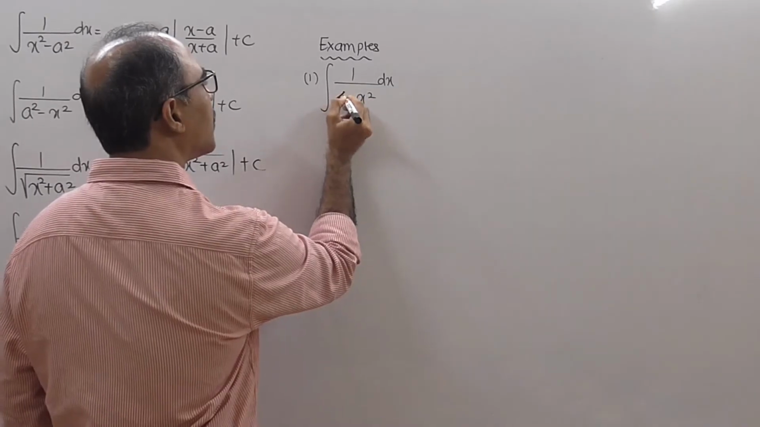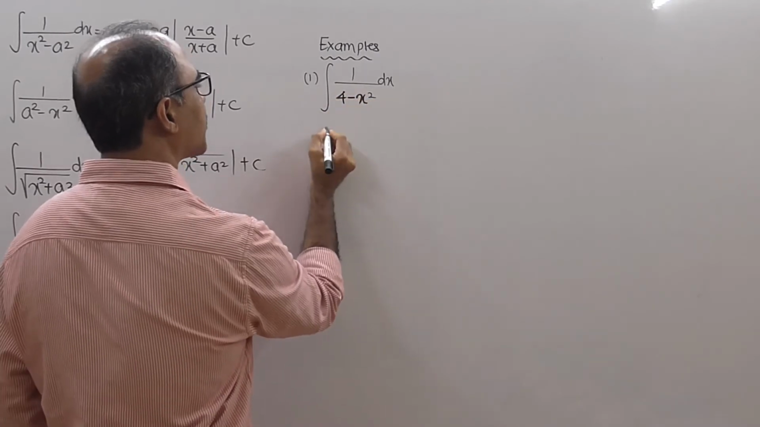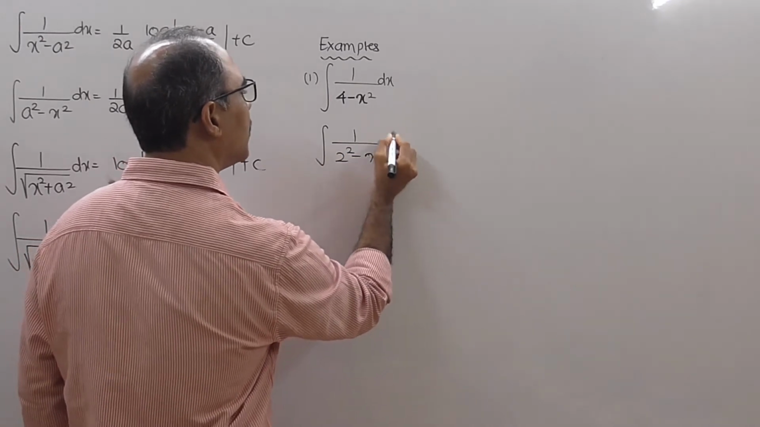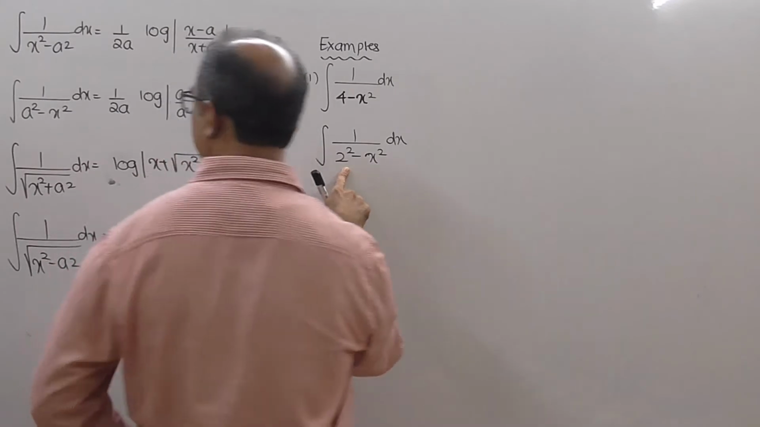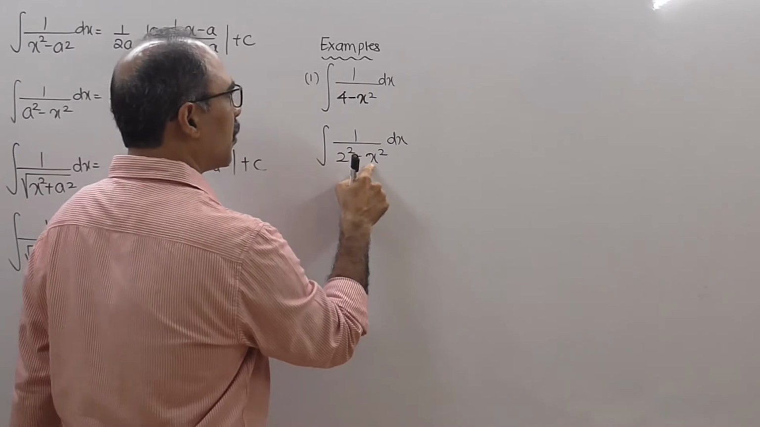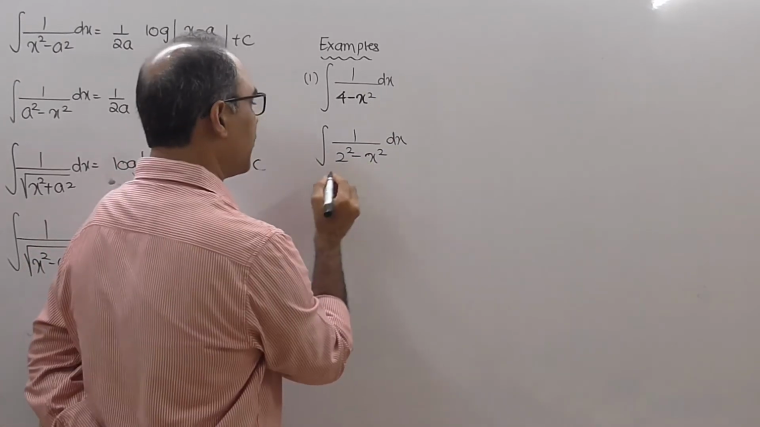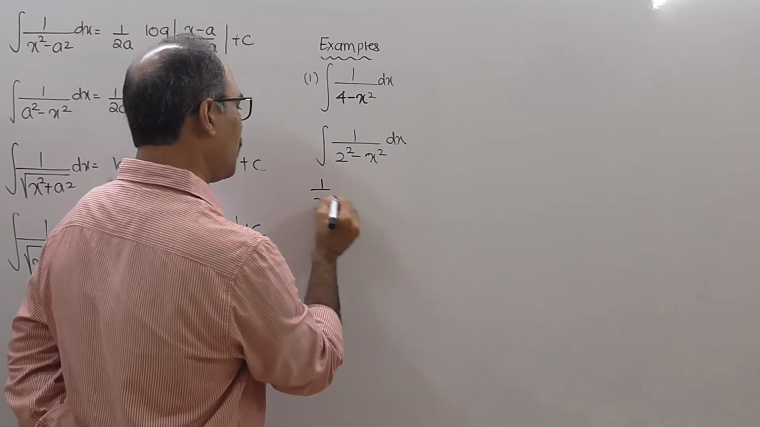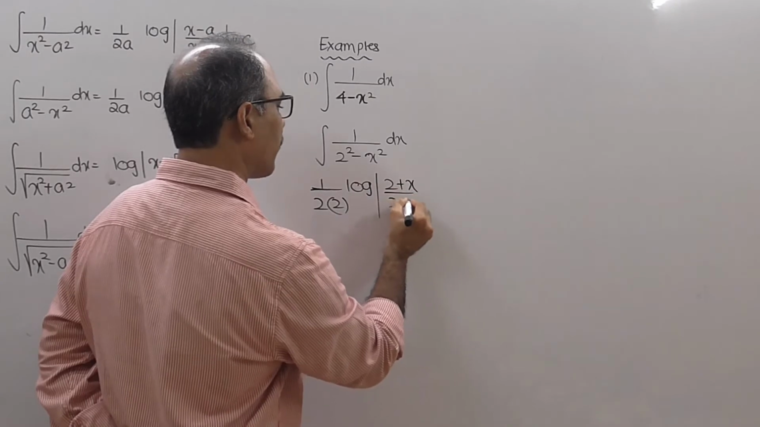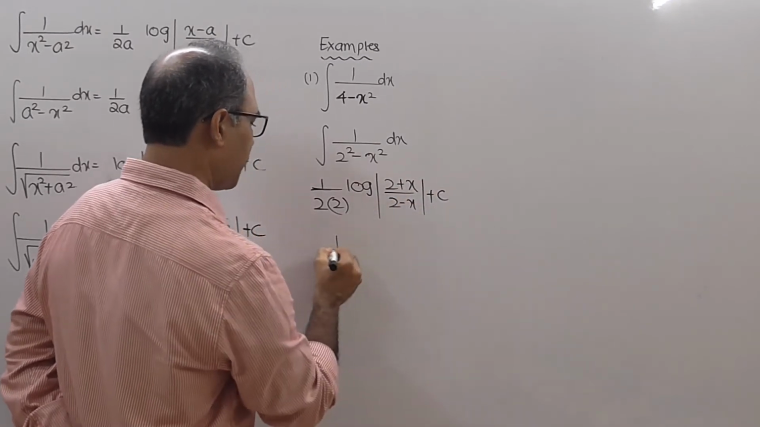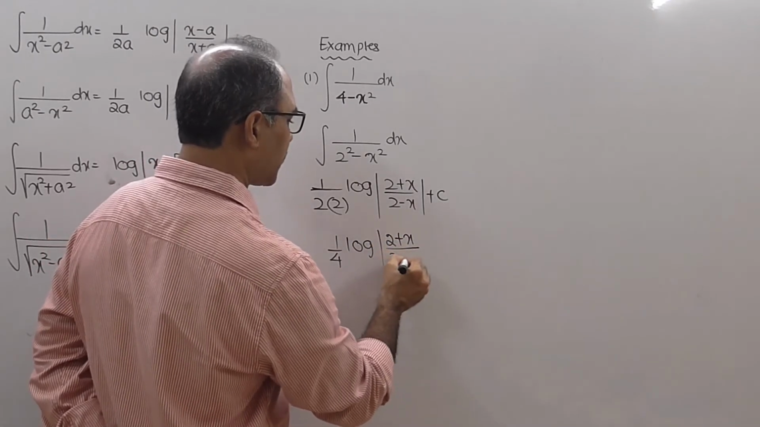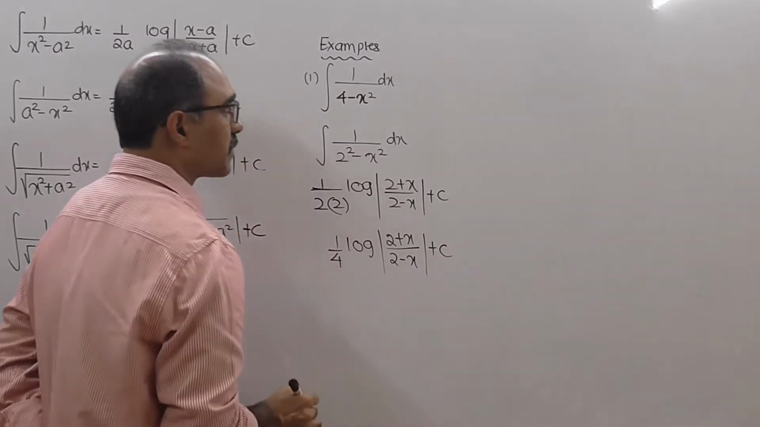Integration 1 upon 4 minus x square dx. So what I can do is write 4 as 2 square. So I get 2 square minus x square. This is in the form a square minus x square. So remember, the coefficient of x square has to be either 1 or minus 1. The formula will be 1 upon 2a log modulus a plus x upon a minus x plus c, so 1 upon 4 log modulus 2 plus x upon 2 minus x plus c.